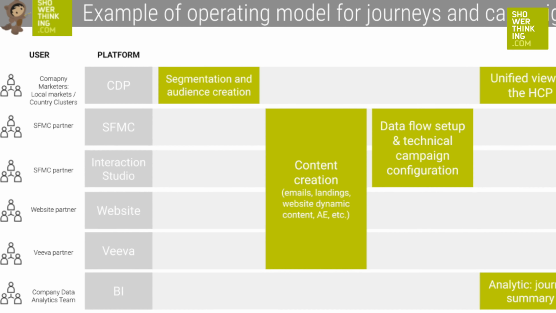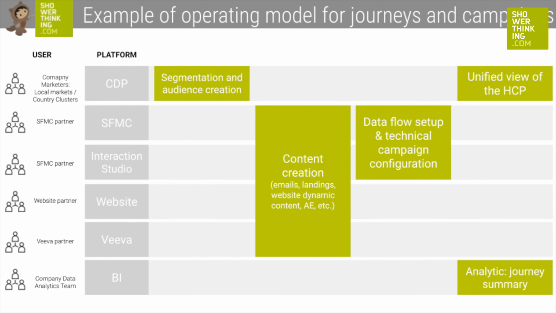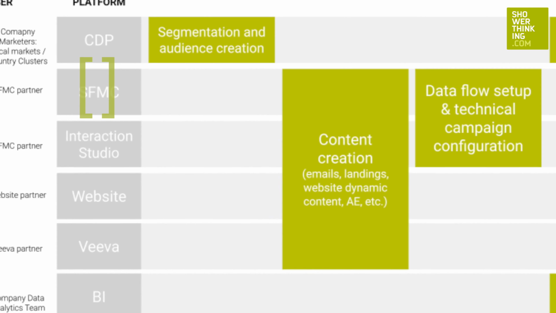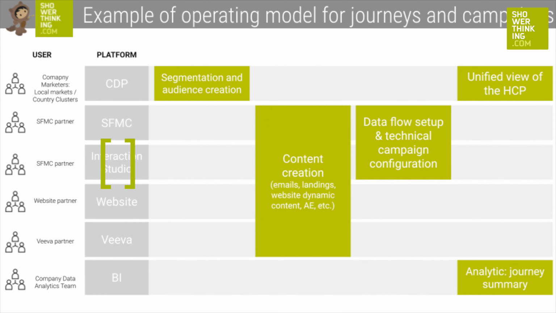And finally, let's review how all the pieces work together. Salesforce CDP is the place where the segmentation and the audience for your marketing campaign is created. There are different pieces of content that need to be generated in Marketing Cloud, for example, emails or journeys. Interaction Studio, for example, dynamic pop-ups or targeted banners. Or web pages in your website CMS.